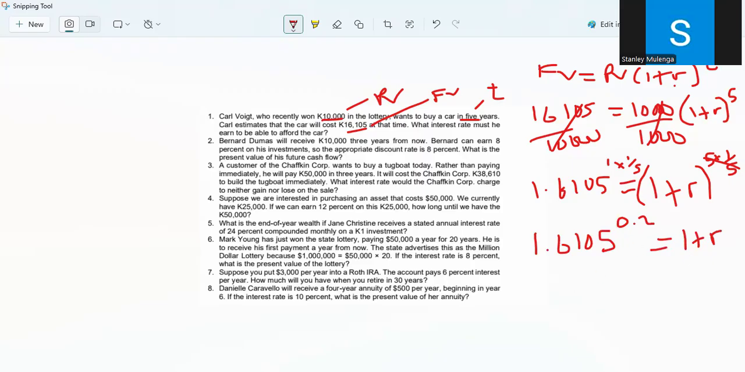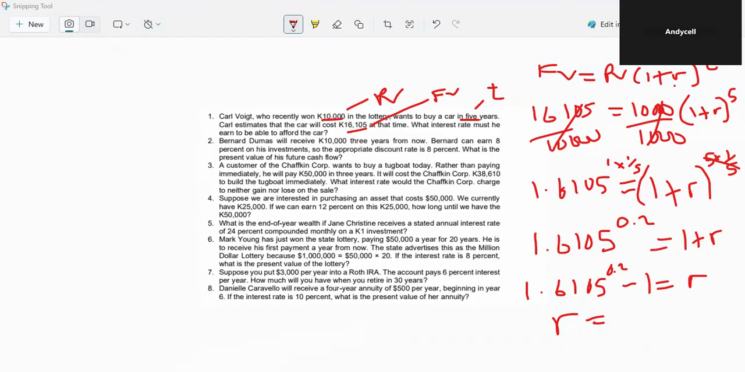Okay. So 1 plus R. So when this 1 comes this side, we're going to have 1.6105 to the power 0.2 minus 1 is equal to R. So when you compute that, what do you find as your R? 9.9. Basically 10%. 10%, correct. So you're going to get 10%. That is your answer. So anyone behind on that?